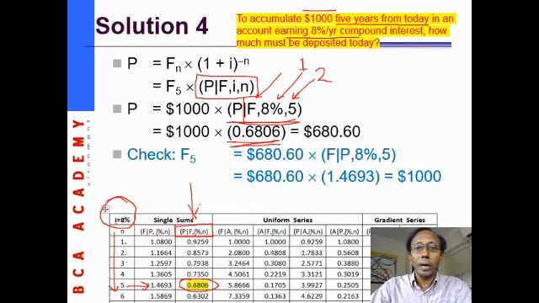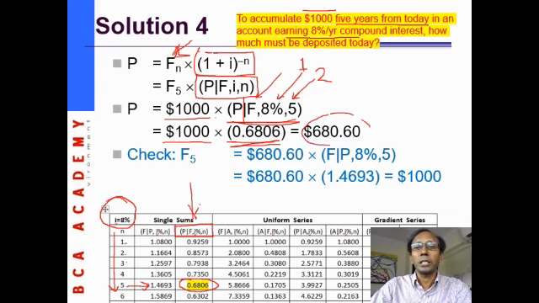You have to multiply the factor with the value that you are supposed to deal with. Okay, I want 1000 in the future, right? So that 1000 has to be multiplied by the factor 0.6806, and that will give you the answer 680.